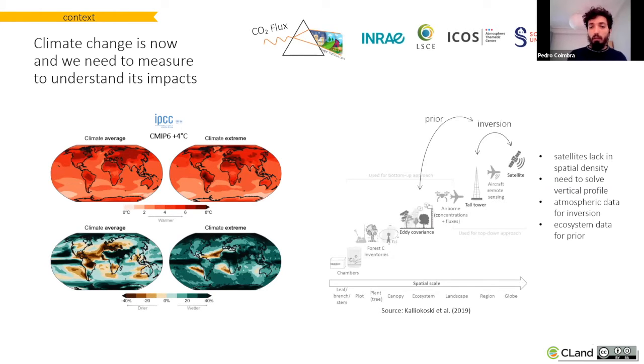It depends on the scale that we are interested in. It can go from leaf to the globe. And talking about the globe, we have the satellites. The satellites are very important too, but they lack spatial density, and they still have to solve the vertical profile. To do that, they mostly use atmospheric data for the inversion. But this inversion needs a prior, and this prior usually comes from ecosystem data. So that's the path. And I'm going to be talking mostly about these two, and the goal is to improve this prior, also by doing an inversion.